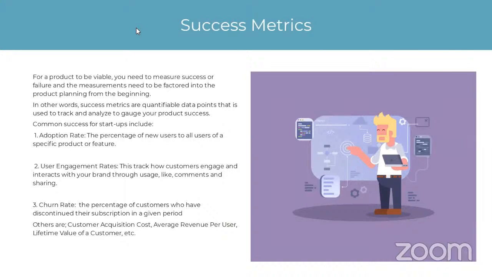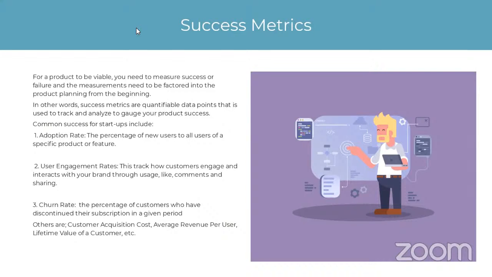So when you are building your MVP, you also need to take success metrics into consideration. You really need to be able to measure the success, or failure actually, of your product. It says for a product to be viable, you need to measure success or failure, and the measurement needs to be factored into the product planning from the very beginning, right? So in other words, success metrics are quantifiable data points that are used to track and analyze to gauge your product's success.